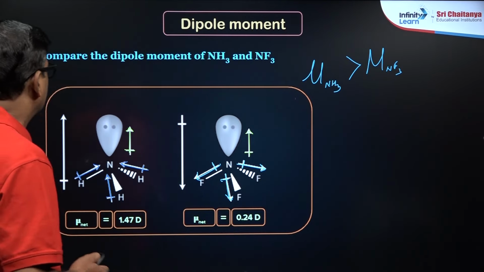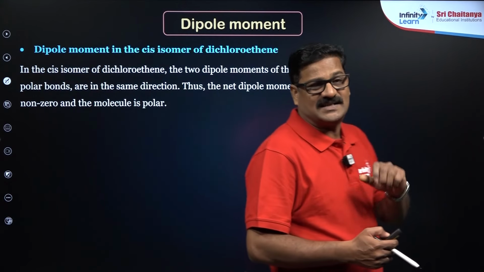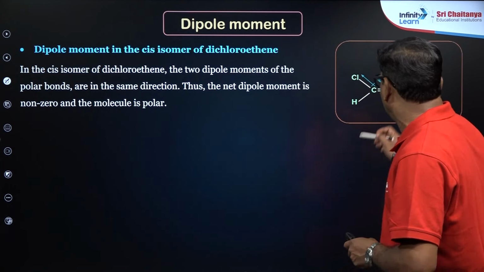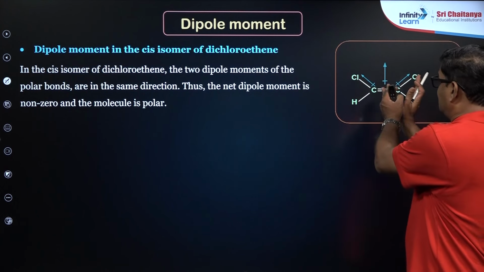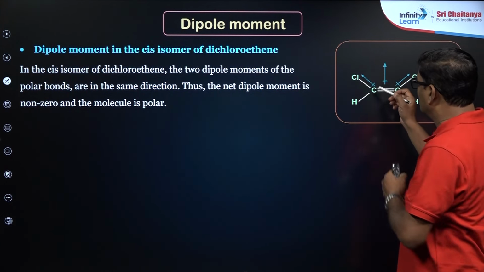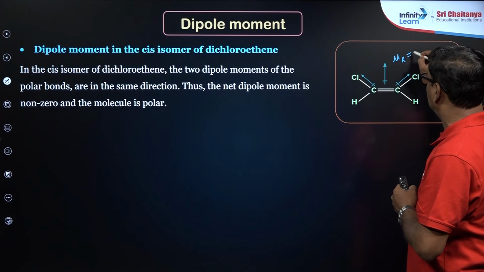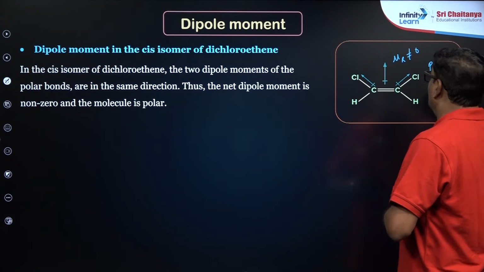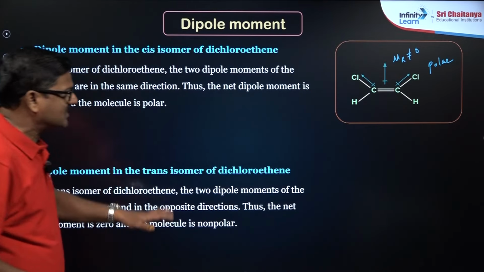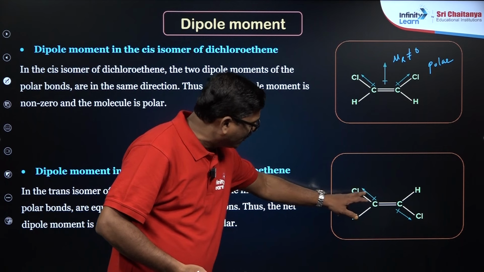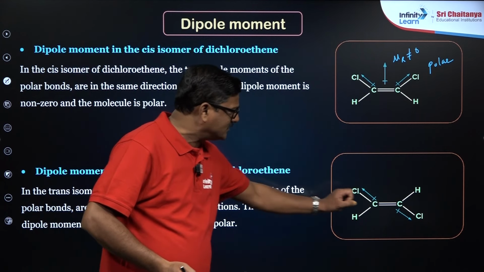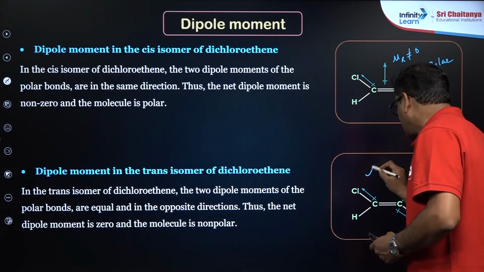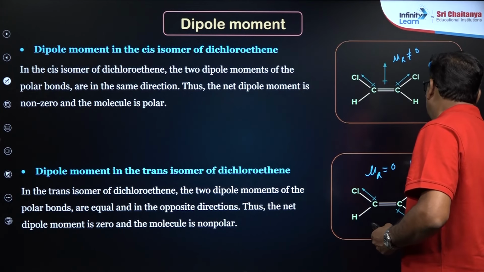And also, let us talk about the dipole moment in the case of cis and trans isomers. Take dichloroethene cis isomer: the chlorine and carbon bond moments are on the same side, so the resultant dipole moment is not equal to zero. This molecule has some polarity, so it is said to be polar. Whereas in the case of the trans isomer, this chlorine and carbon bond moment opposes this carbon and chlorine bond moment. When they oppose in opposite directions, they cancel and the resultant is zero. It is said to be non-polar.